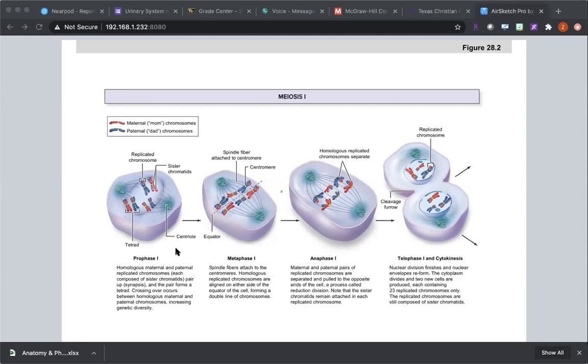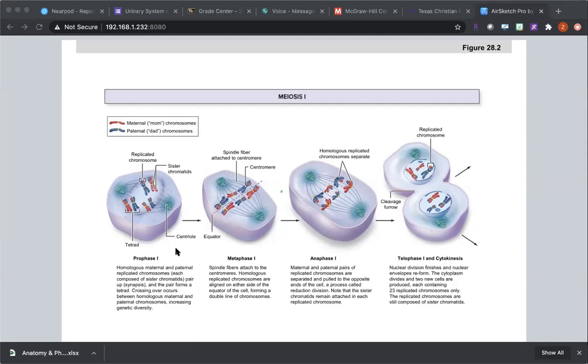The second phase is going to be metaphase. With metaphase, I want you to think meta for middle. So metaphase means that these homologous pairs are going to line up along the middle of the cell. Now, in mitosis, you would see just chromosomes lining up in the middle of the cell. Here in meiosis, we have the pairs line up along the middle of the cell. So it means you have 2 rows of chromosomes in the middle, whereas mitosis would just have 1.